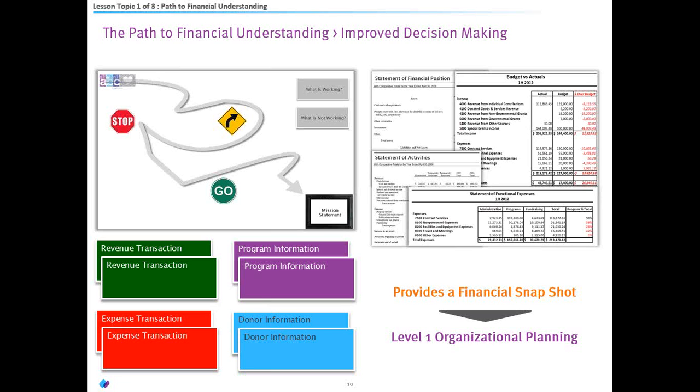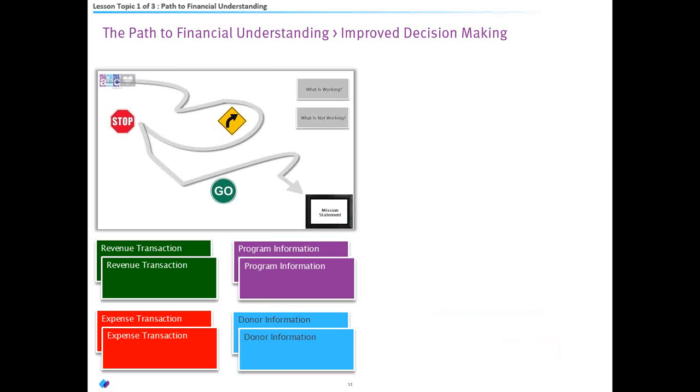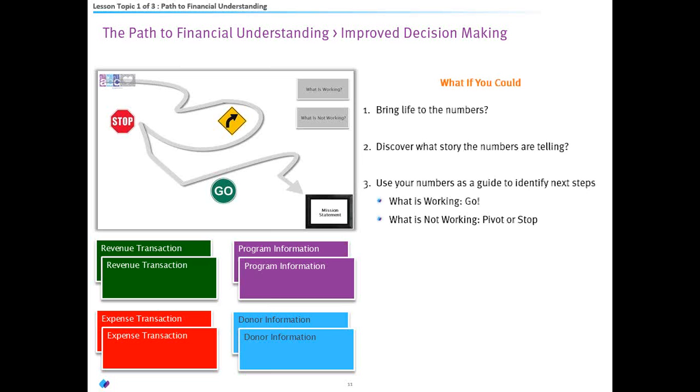I think we're good. So, when it comes to this kind of level 1 planning, like these financial snapshots, these statements are good, and they're great for you within the organization and for planning purposes. But there's also a second level of information that's valuable for your nonprofit.